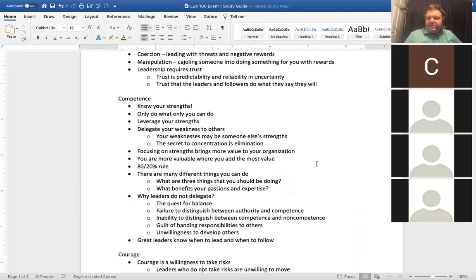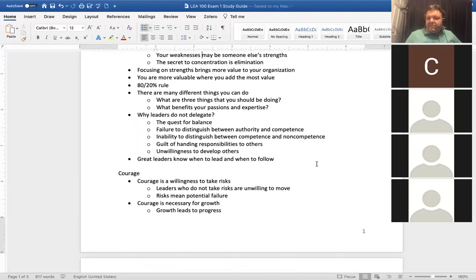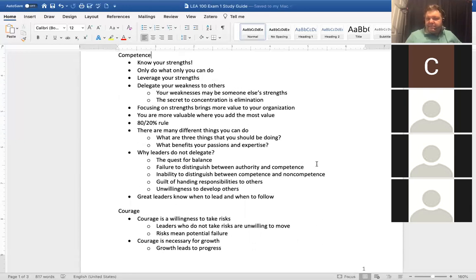And the first one was competence. So we talked about strengths and weaknesses. Know your strengths really well. Your weaknesses are strengths to other people. Only do what only you can do. Say no to everything else that you can delegate to somebody else for 2 reasons. One, you can focus on what you do, the 80-20 rule.